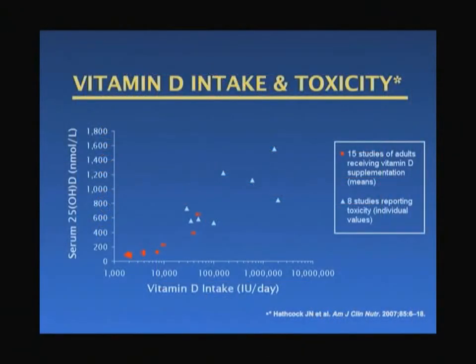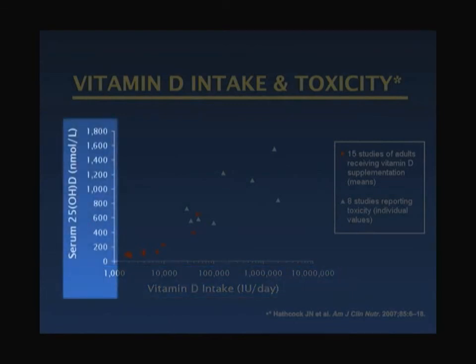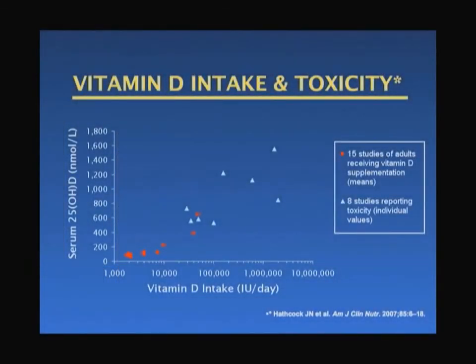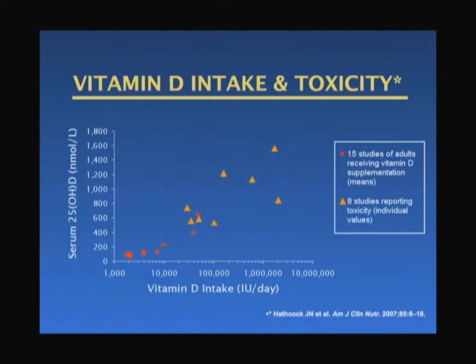Now, I want to refer to a brief paper on toxicity that was published just 3 years ago. This is a log scale here, so we're starting at 1,000 international units per day going up to 10 million. I'm not recommending this, please understand that. And this is serum 25-hydroxy-D. These red circles are the means of 15 studies of controlled vitamin D supplementation in which we were working out the pharmacology of this potent compound. And the triangles here are 8 studies that reported individual cases of toxicity. I'm highlighting them in orange so you can pay attention to them.